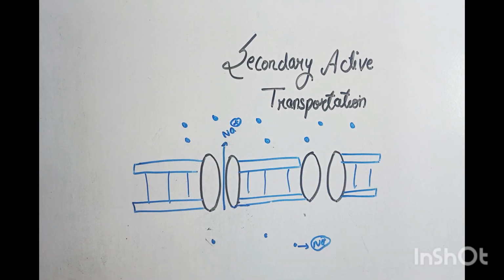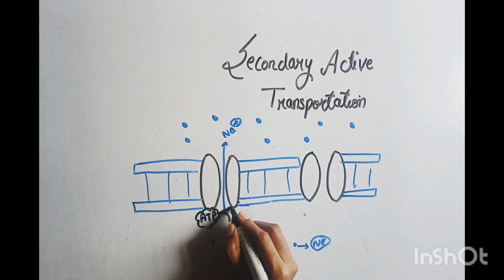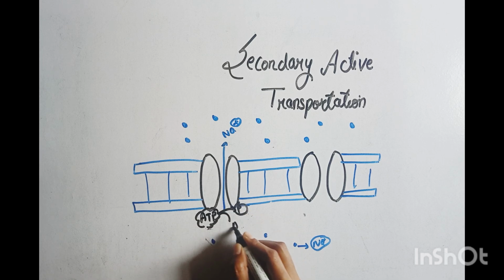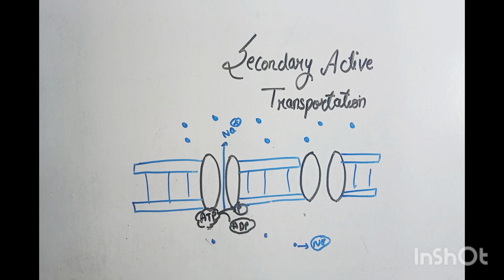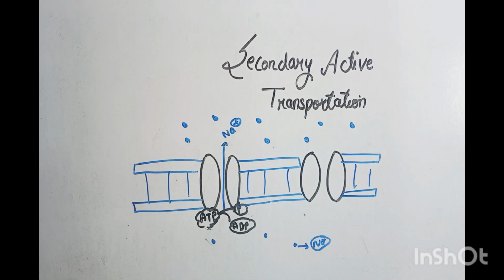So in these conditions we need some energy, so ATP comes here, and when ATP is hydrolyzed, it is converted into phosphate and ADP. Actually, this ATP helps to transport the sodium from low concentration to high concentration. And this is primary.